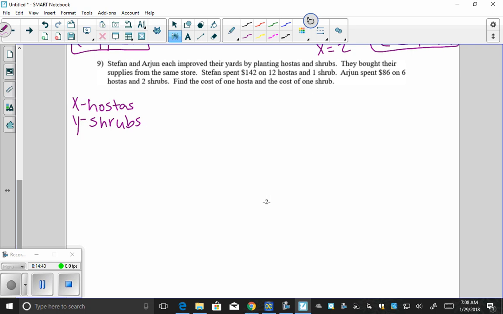They bought their supplies from the same store, and Stefan spent $142 on 12 hostas, so 12x plus 1y. So he spent a total of $142. Arjun spent $86 on 6 hostas and 2 shrubs. Find the cost of 1 hosta and the cost of 1 shrub.